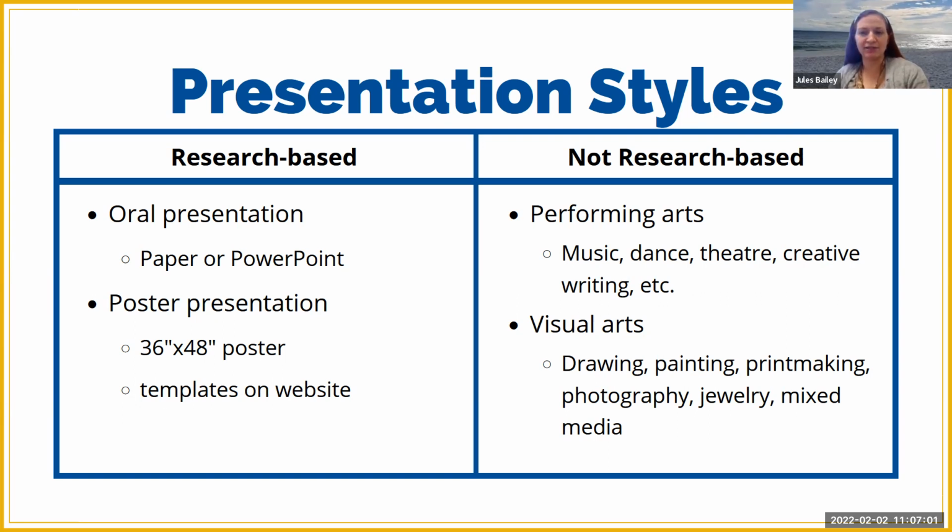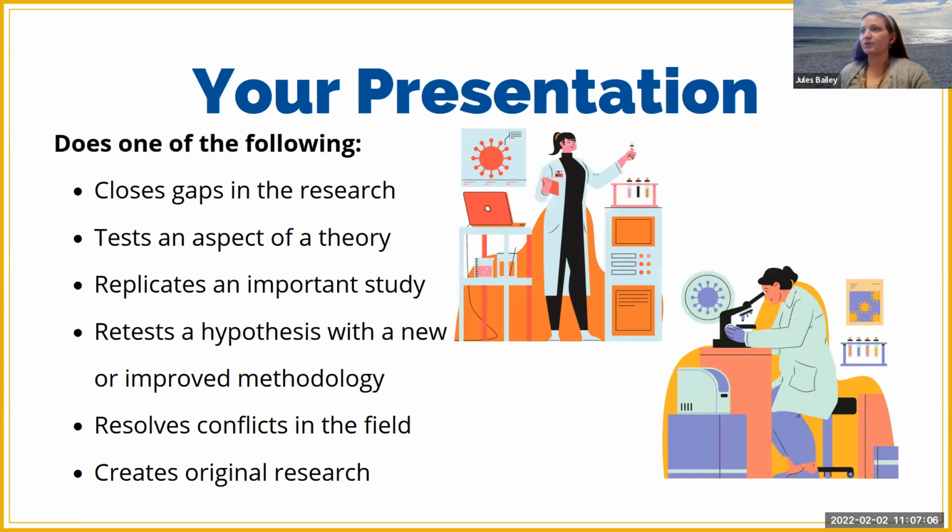So what I'm going to be talking to you about today is how to do research and how to come up with a good topic. So your presentation should do one of the following. It should close gaps in the research in your discipline, test an aspect of a theory, replicate an important study, retest a hypothesis with a new or improved methodology, resolve conflicts in the field, or create original research. So essentially, you're not just doing the kind of research papers that you've done in the past. You are coming up with something new, and that's going to further the conversation in your field of study.